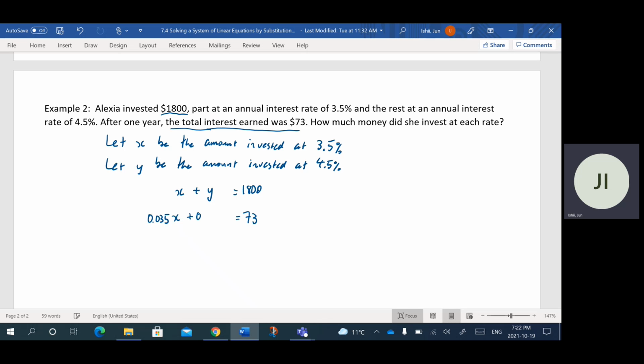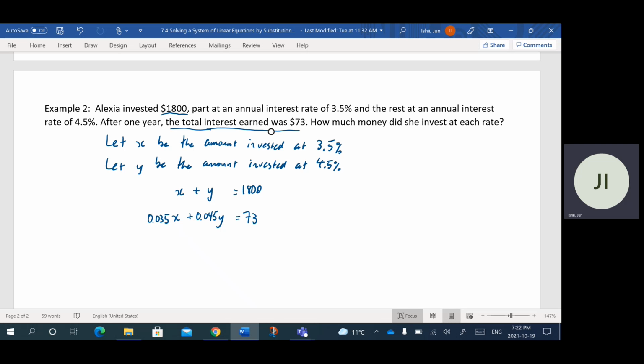Likewise, if I add to that 0.045 of Y, that will give me the amount of interest earned at 4.5%. And if I add the two interests together, that's a total of $73. Okay, so these are your two equations.